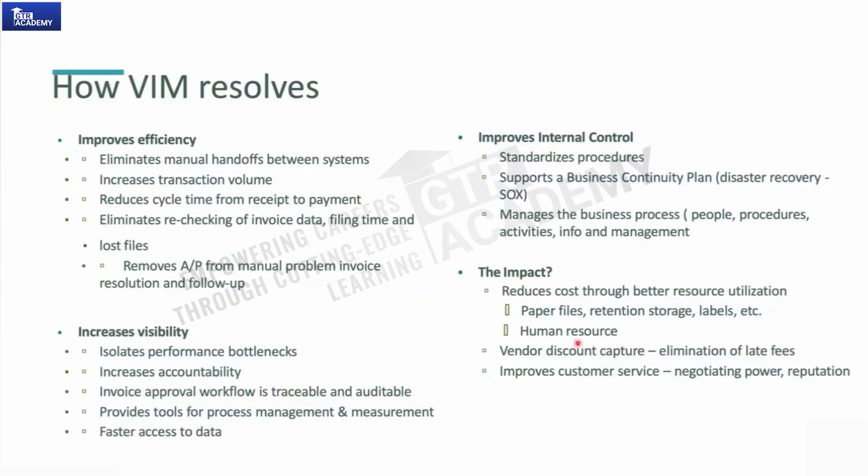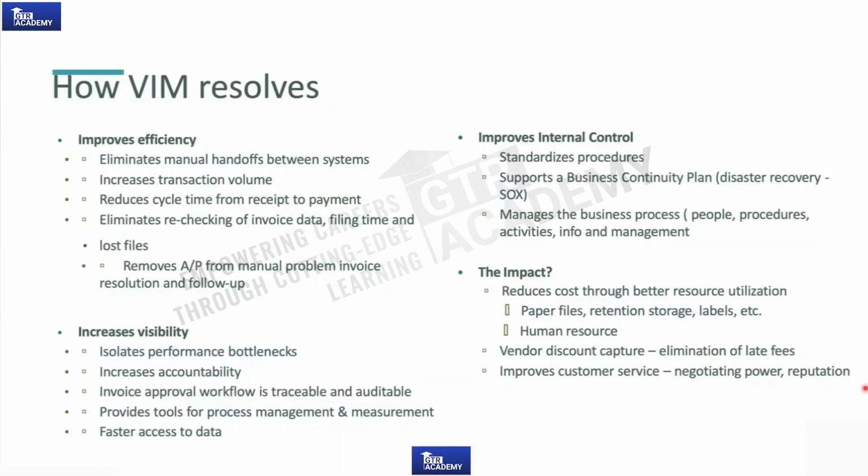I mean, availability of resources, human resources, meaning how many resources you want to manage. There are teams, I would say, who used to manage 1,000 invoices per month with 3 resources. After implementation of the tool, that level of automation can really help. Okay, vendor discount capture. This is one feature, and it depends on the organization what they want to improve. Okay, improves customer service, negotiation power, and reputation.